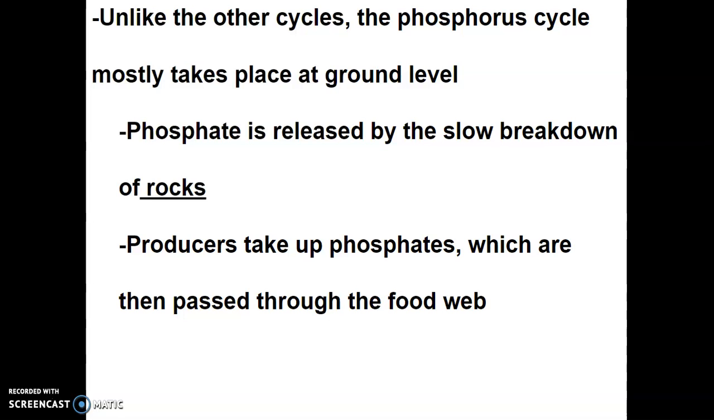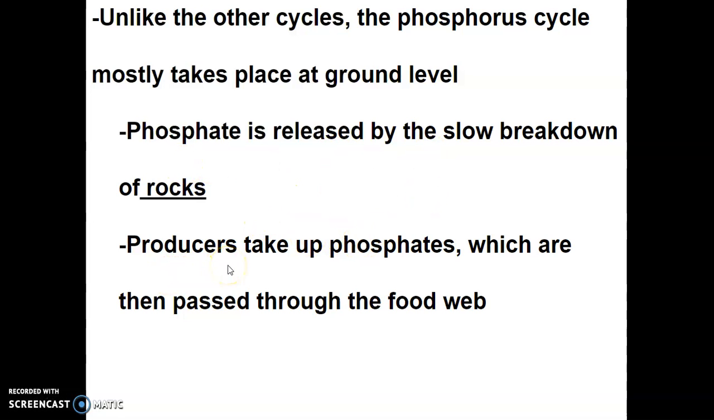Producers then take up the phosphates and they use them to create their own energy. Then, much like we've seen in some other stuff, they're taken into the food web and passed around and around, right? The celery is a producer. The rabbit eats the celery. The bobcat eats the rabbit. That kind of thing. So it's passed through the food web all while we're getting phosphorus. But it all started with the slow breakdown of rocks.